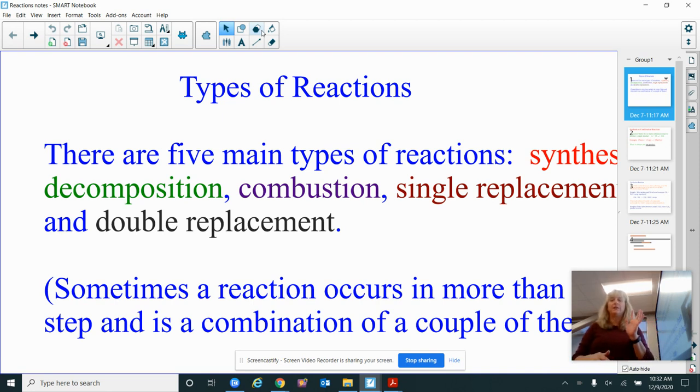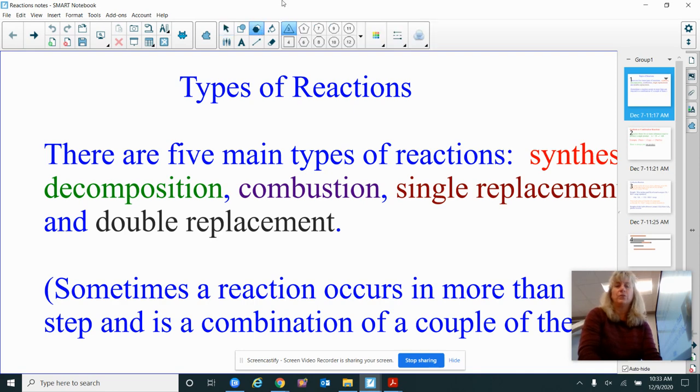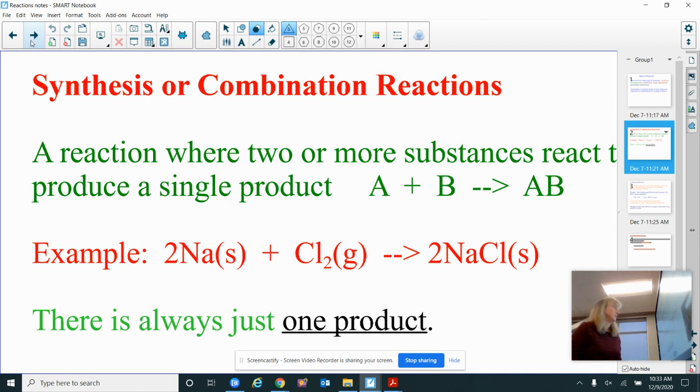And as you're writing and balancing equations, you need to identify what type it is. Okay, if it's a combination of those, I wouldn't expect you to get that. But you need to be able to get the five main types. So we're going to go through each type. So the first type is synthesis or combination.